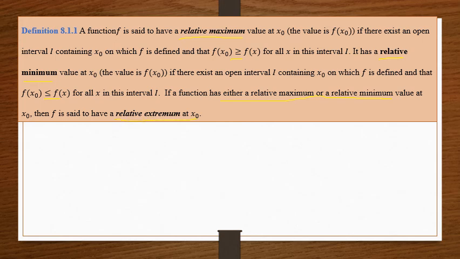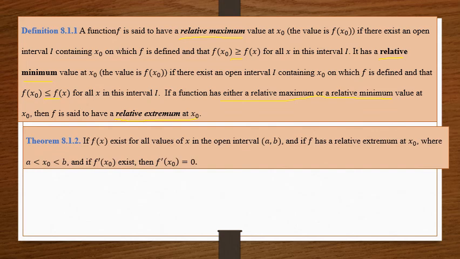So, for instance, class, may function tayo na f and then masasabi natin na yung function na yun is said to have a relative extremum at the point x sub o if the given function has either a relative maximum or relative minimum. So, possible din class na yung function natin is wala siyang relative max, meron siyang relative min, or meron siyang relative max, wala siyang relative min.